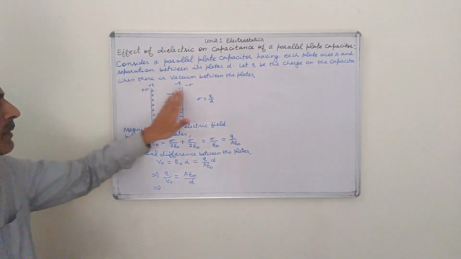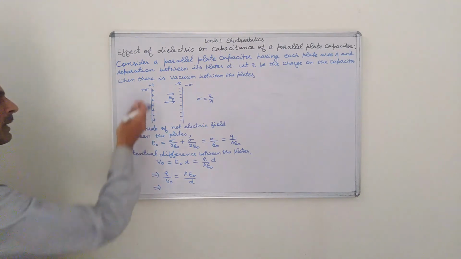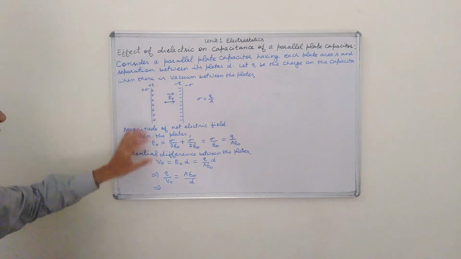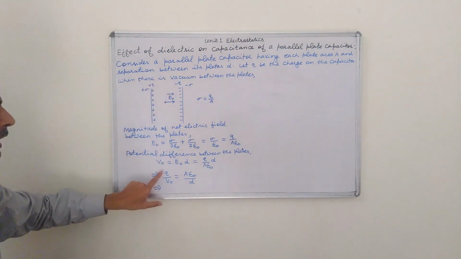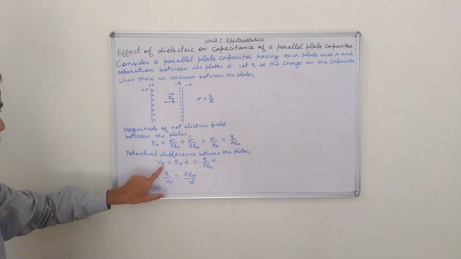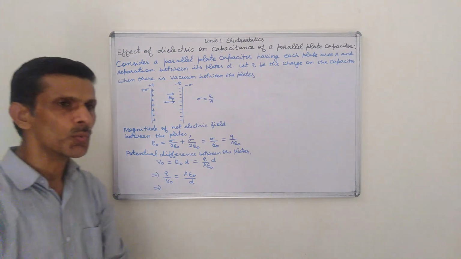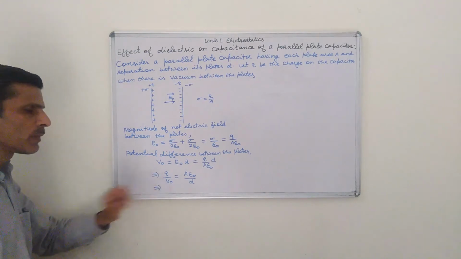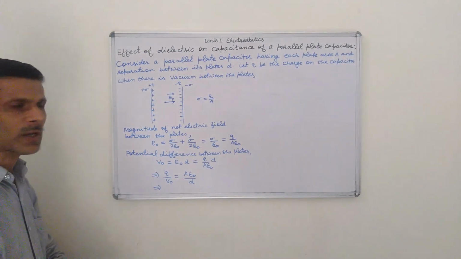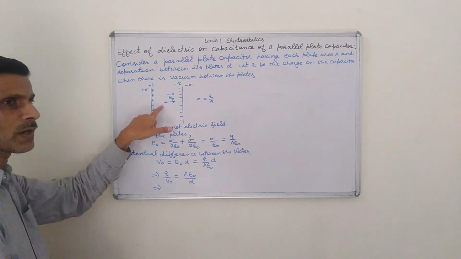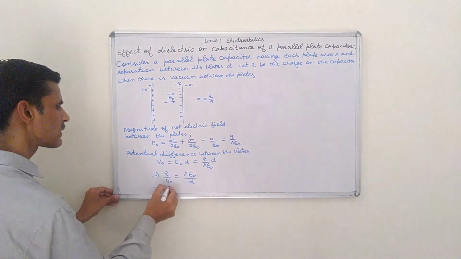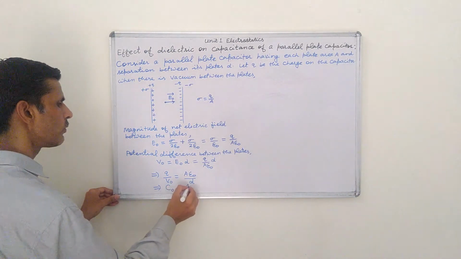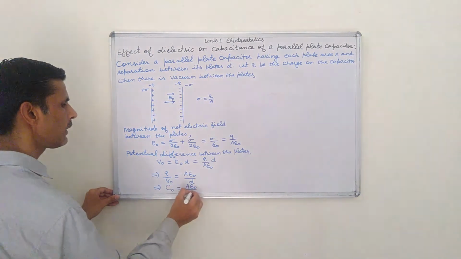Q is the charge on capacitor. One plate is having plus Q charge, other minus Q charge. So you know, ratio charge on capacitor to potential difference between the plates, Q upon V naught, it is the capacitance of the capacitor. Since there is vacuum, so this capacitance we denote by C naught. So C naught is equal to A epsilon naught upon D.